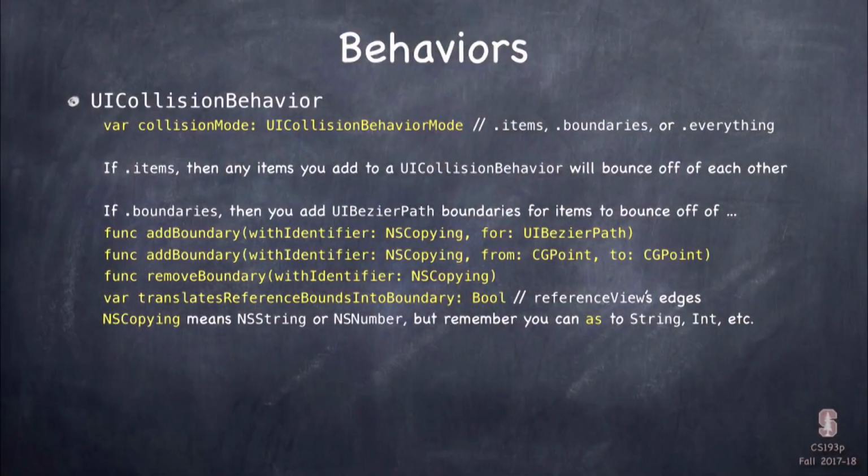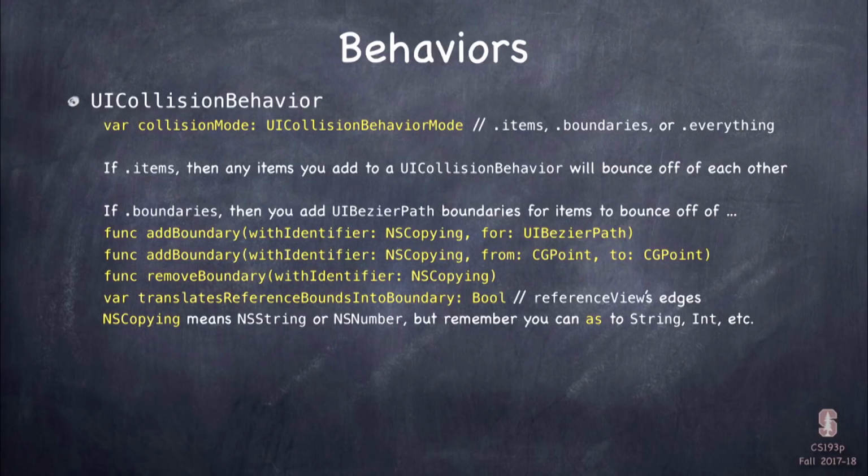Then there's collision behavior. This is probably the most common behavior. This is objects, UI views bouncing into each other or bouncing off Bezier paths, basically, in the background. And you set this up just by adding any fixed boundaries you want as Bezier paths, usually, and then adding items. And you can control whether the items bounce off each other or only off these boundaries, these Bezier paths that you set up. All these Bezier paths are in the reference view's coordinate system, by the way. They're not actually drawn or anything. They're just conceptually boundaries in the space.